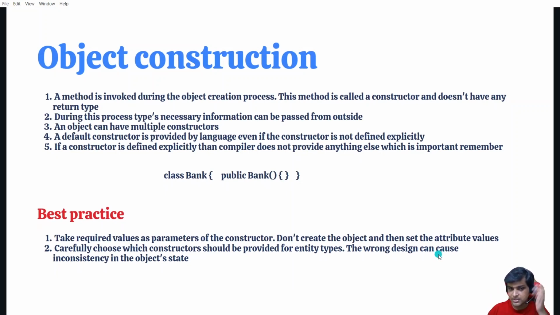To see that, we can check the Bank class. Here, after public, we have the same name, Bank, and then a pair of parentheses. So the constructor syntax is: it doesn't have a return type, number one. Number two is the name of the method is the same as the type name. Here the type name is Bank, so the constructor name is also Bank. If the class name is Transformer, the constructor's name is also Transformer.